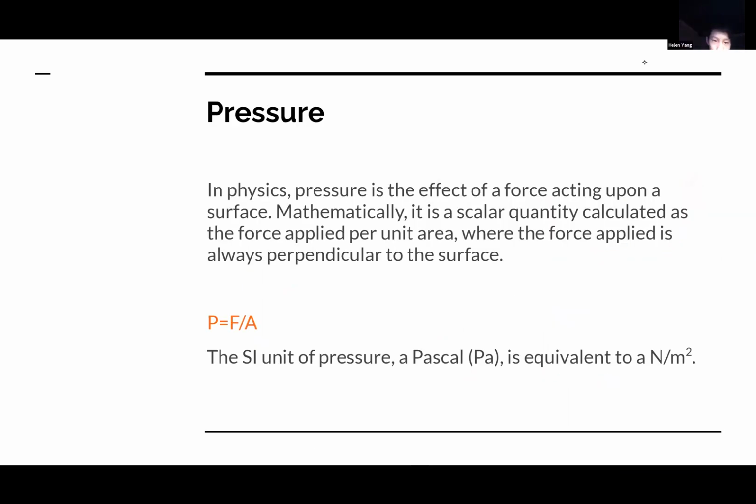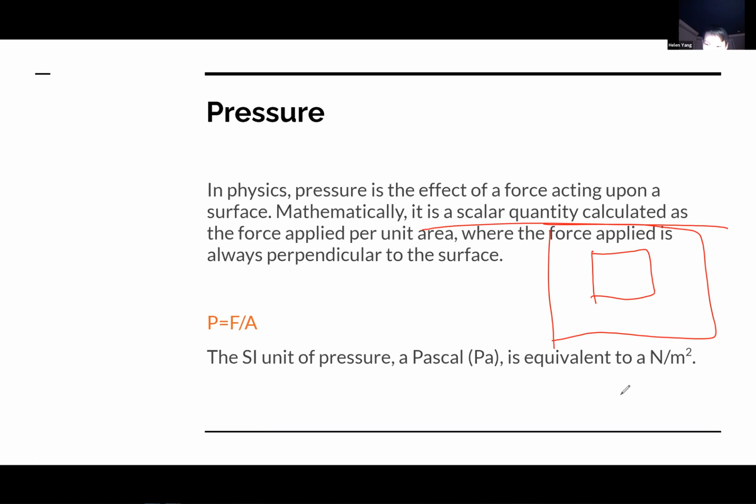And now we'll talk about pressure. In physics, pressure is the effect of a force acting upon a surface. Mathematically, it is a scalar quantity calculated as the force applied per unit area, where the force applied is always perpendicular to the surface. So if an object is underwater, the forces will be like this way and this way. And you can write pressure as force divided by the area. And the SI unit for pressure is pascals, which is equivalent to newtons over meters squared.